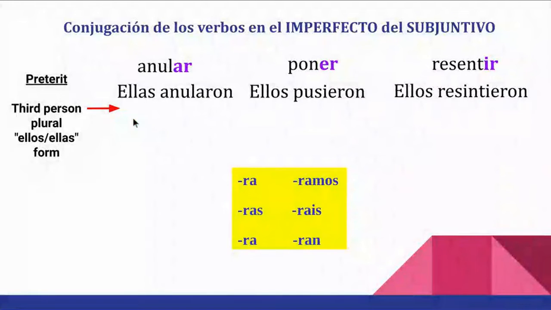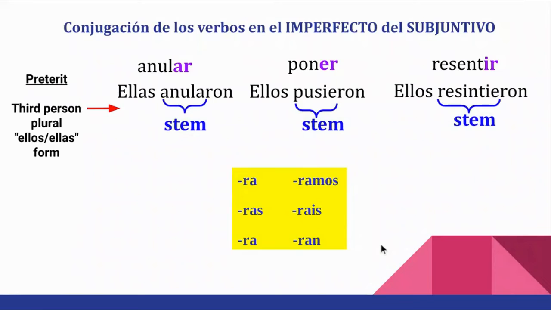So, I'm going to focus first just on the preterite form of el verbo anular, poner, and resentir. Ellas anularon, ellos pusieron, ellos resintieron. This is the third person plural, ellos, ellas form. But now I need to see how I'm going to change it with these endings right here. Ra, ras, ra, ramos, rais, ran.